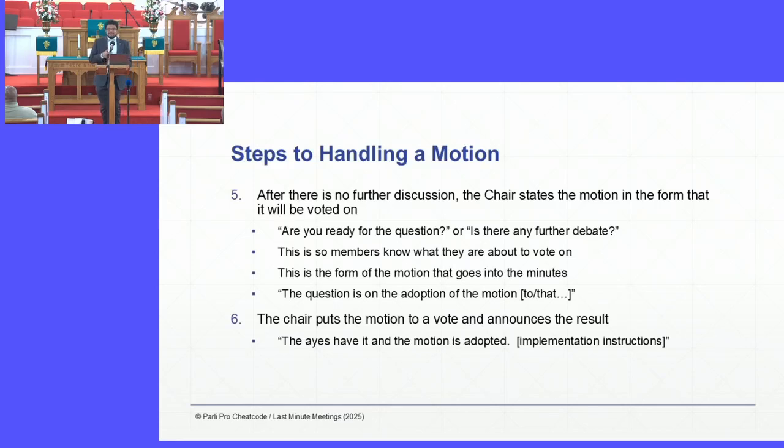And so the chair is going to say, is there any further debate? Okay. Hearing none, the question is on adoption of the motion to hold the Jubilee Gala, whatever the case is. Then the next step, the last step, the chair is going to put the motion to a vote. Those in favor say aye. Aye. Those opposed say no. No. The ayes have it, the motion is adopted.